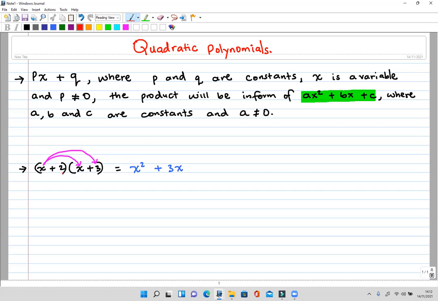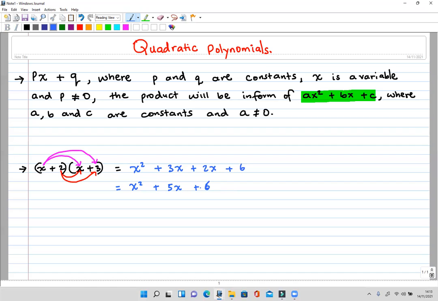Then we get 2 times x. This will give us 2x, and 2 times 3. 2 times 3 will give us 6. Okay, now we come up with x squared plus 5x plus 6. This is what we call a quadratic polynomial.